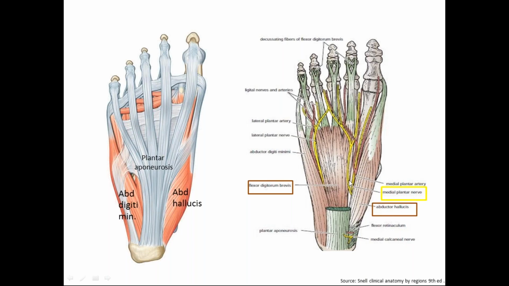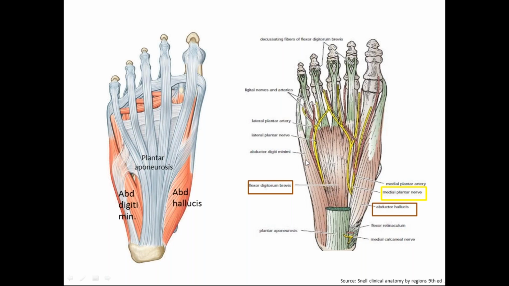So to identify the branches or the main trunk of the medial plantar nerve, we have to identify these two muscles. These two muscles are the keys to identify the medial plantar nerve. One is the abductor hallucis, another one is the flexor digitorum brevis.